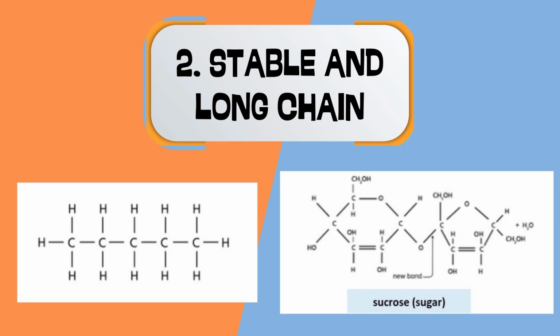Second, carbon atoms can form stable and long chains. It means that carbon atoms can be connected in a long line, forming a stable compound. Carbon atoms can bond to each other in a long chain, and this chain can be straight or branched.